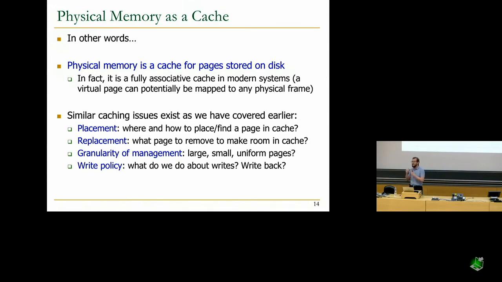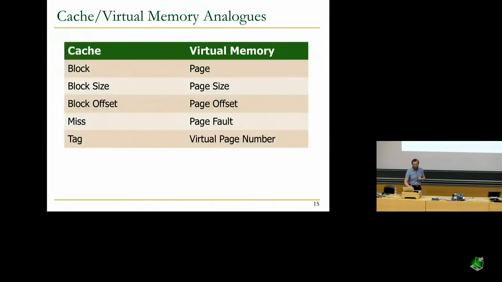Or do we bring subpages into physical memory? So all of the same issues actually exist between physical memory and the disk as they exist between L1, L2, L3, and physical memory. And this is the terminology, basically. These are the analogs. In cache, we had the block. In virtual memory, we had the page. Block size corresponds to page size, that's the analog.